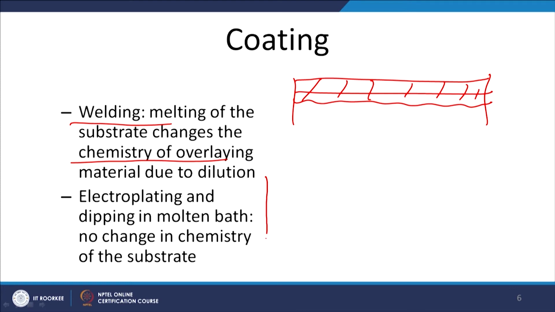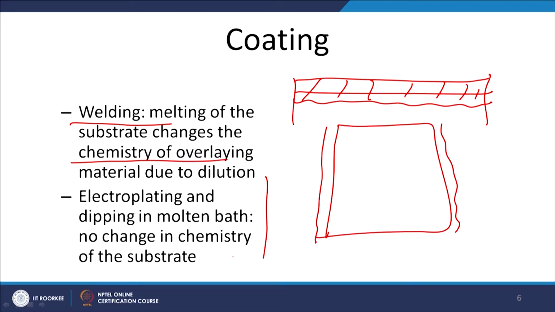Another method is electroplating or dipping in a hot molten bath. No change in chemistry of the substrate takes place. So, in both these cases just the material at the surface layer is deposited. In the hot molten bath case, the component is dipped into the bath and then taken out. After solidification, the coating is deposited onto the surface. So, there is no major change in the chemistry of the substrate material and just the coating gets deposited.